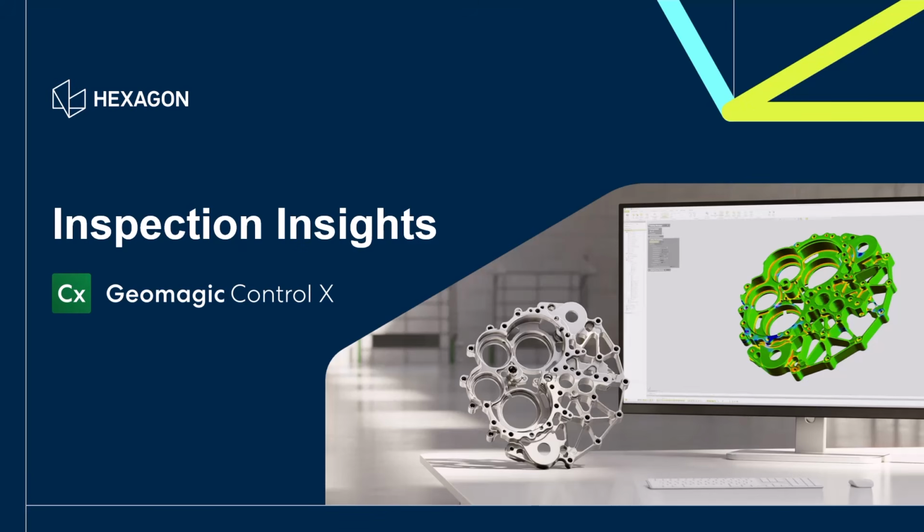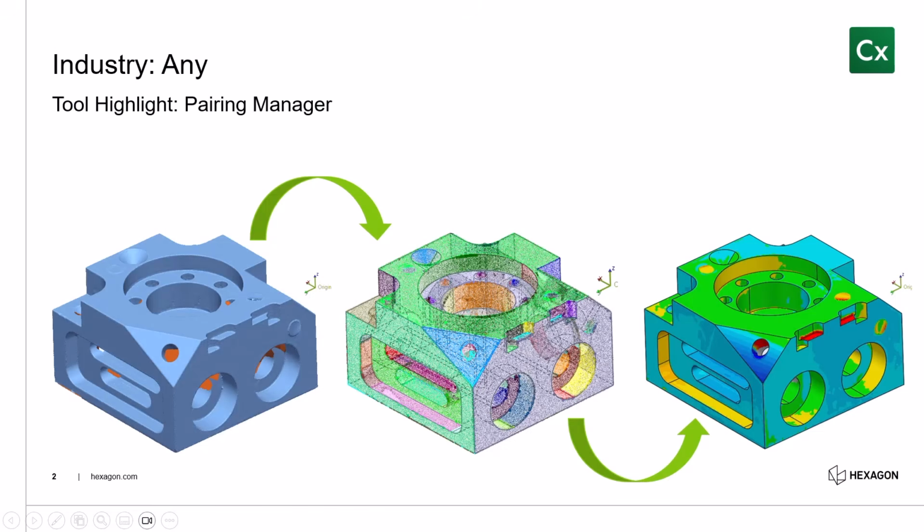On today's episode of Inspection Insights, we aren't going to focus on an industry application, we're actually going to highlight a specific tool, the Pairing Manager. Now, if you aren't familiar with the Pairing Manager, it is an optional tool that allows Control X to manually adjust or override the pairing map, which, whenever you've seen me in previous episodes hover over a CAD face, it'll say, oh, this area here is a plane, this area here is a cylinder.